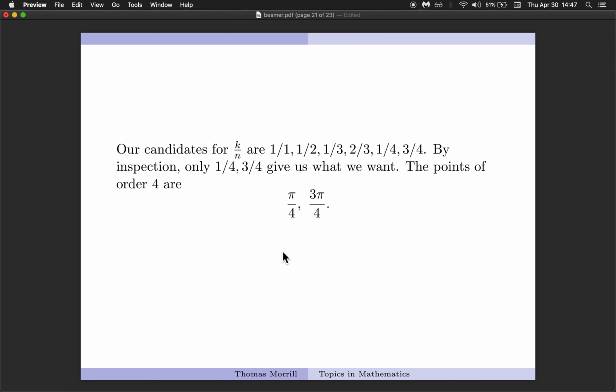So the angles which have order exactly 4, there are 2 of them. There's pi on 4 and 3 pi on 4. So out of the whole circle group, which consists of infinitely many different measures of angles, only 2 of them have order equal to 4.